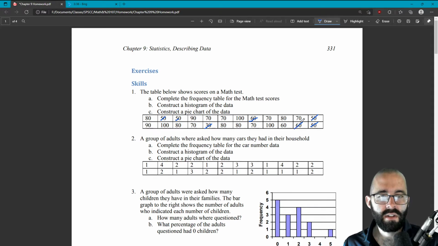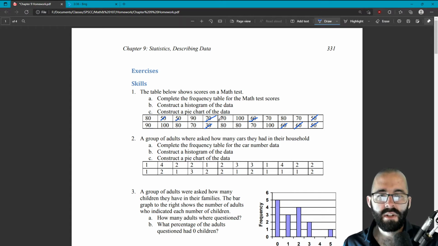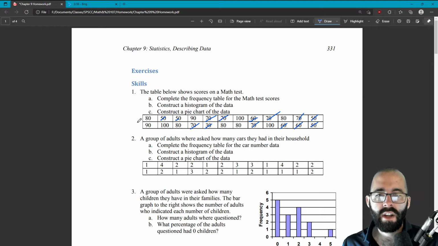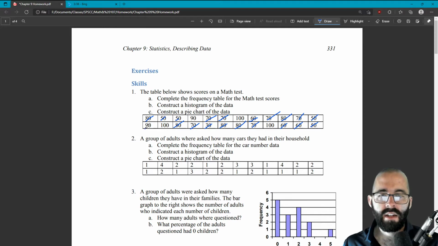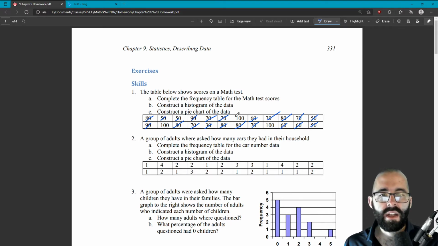60s, 1, 2, 3. There are 70s, 1, 2, 3, 4, 5, 6. There are 80s, 1, 2, 3, 4, 5. And there's also 90s and 100s. 90s, there's only 1. And 100, no, there's 2. See, that's why we cross them out. Make sure we count them all. And 100s is 1, 2, 3.